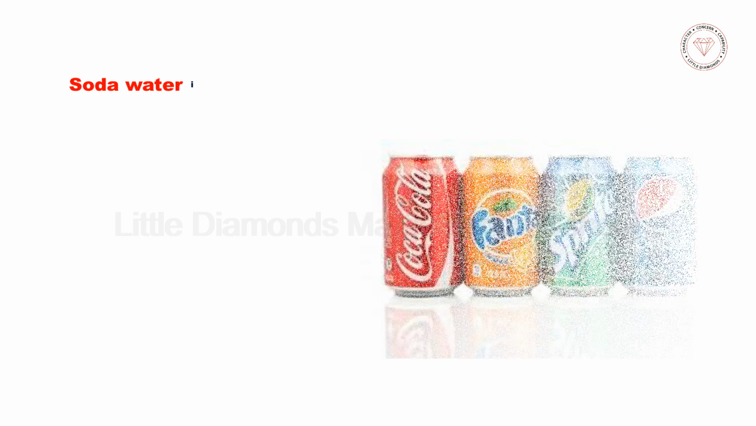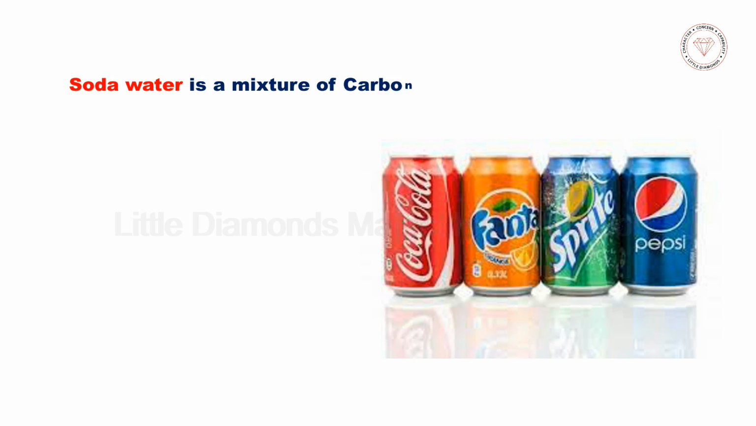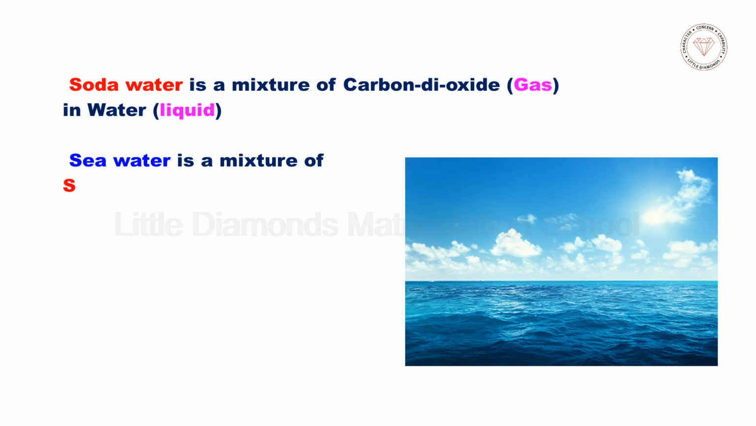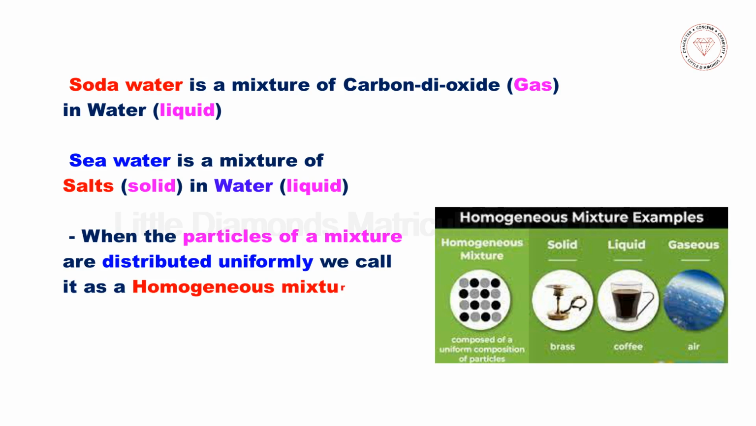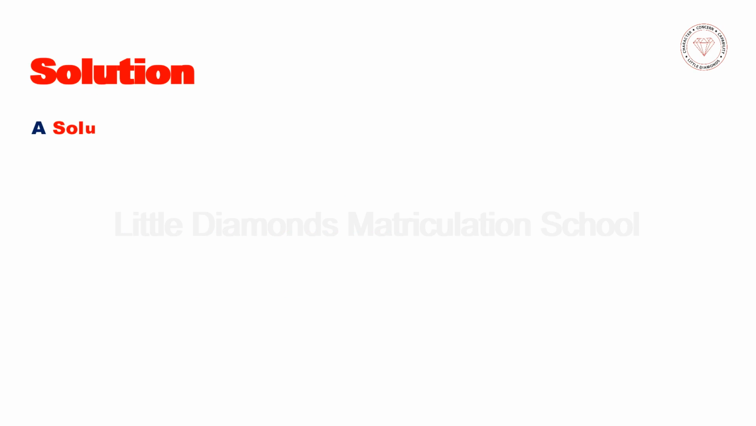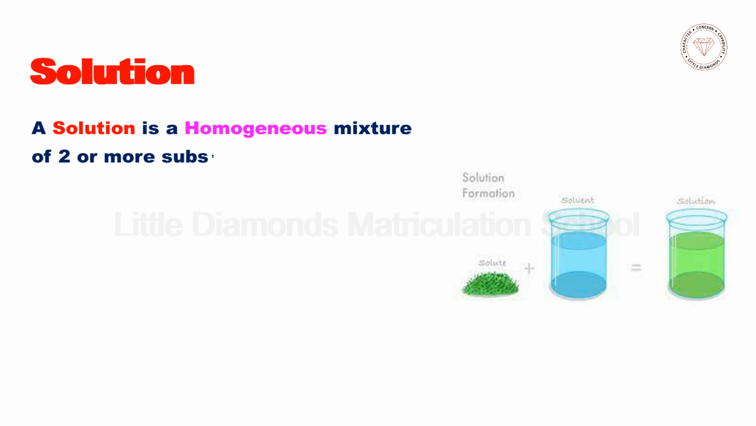Soda water is a mixture of carbon dioxide, a gas, in water, a liquid. Sea water is a mixture of salts, solid, in water, which is a liquid. When the particles of a mixture are distributed uniformly, we call it a homogeneous mixture. A solution is a homogeneous mixture of two or more substances.